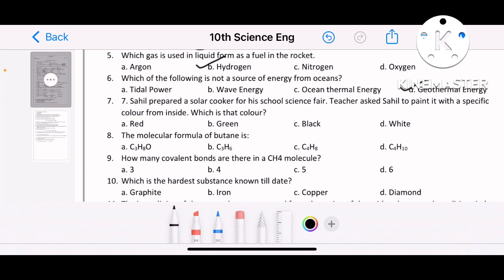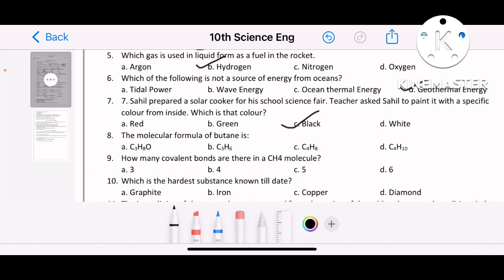7th question, Sahil prepared a solar cooker for his school science fair. Teacher asked Sahil to paint it with a specific color from inside. Which is that color? Red, green, black, or white? The right option is option C, that is black color.